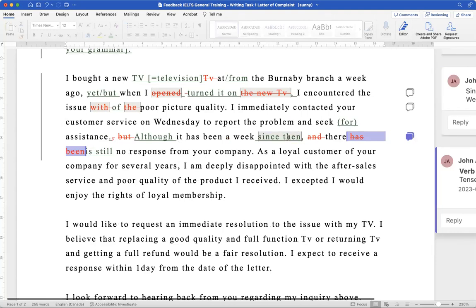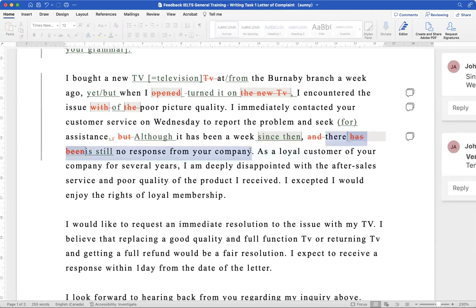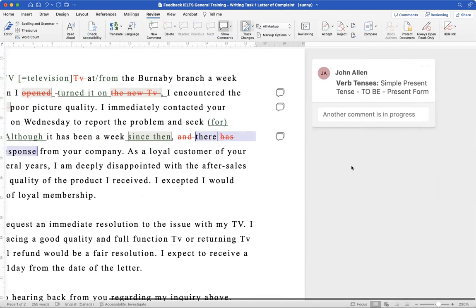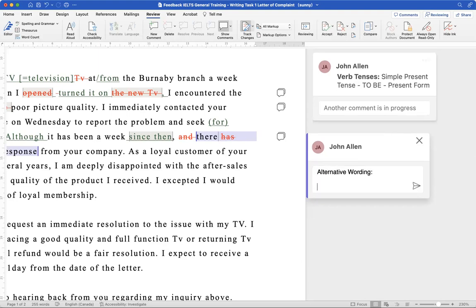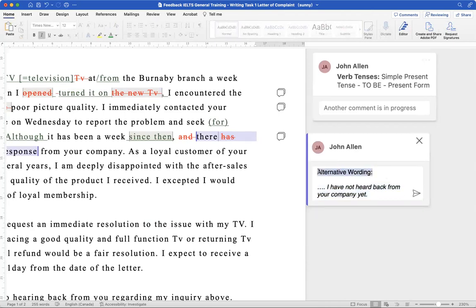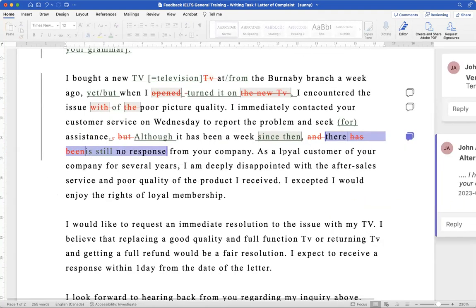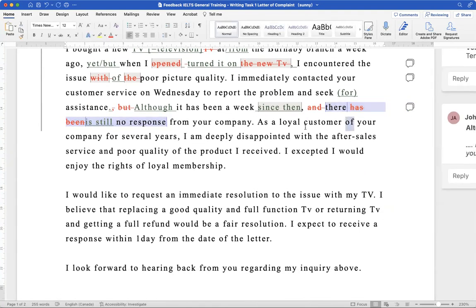Although it has been a week since then, I would also write like I haven't heard back from your company. Alternative wording. This is correct. You can also write I have not heard back from your company yet. This is also possible. Maybe in everyday English, this may be more common. Okay. As a loyal customer of your company, I use it correctly here. You see? Good job. Good job.